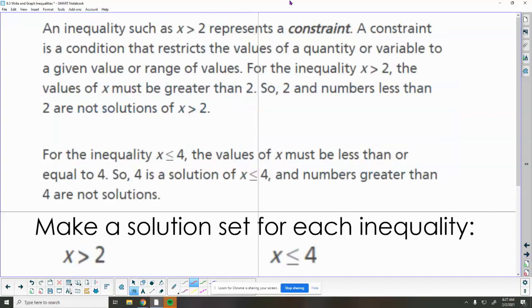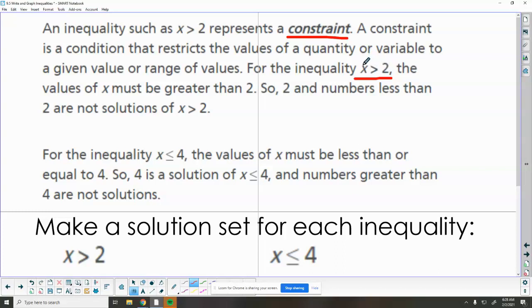So an inequality such as x is greater than 2 represents something we call a constraint. A constraint is just a restriction that restricts the values of a quantity or a variable. So x is greater than 2. Yes, there are so many answers that x can be, but there's also a lot of things that x can't be. The value here says it has to be greater than 2.